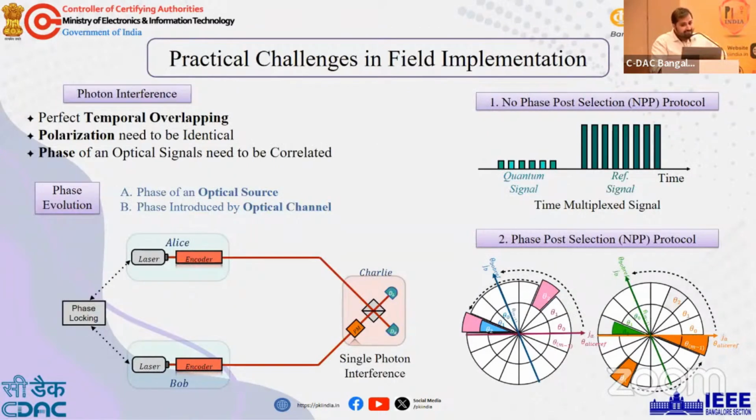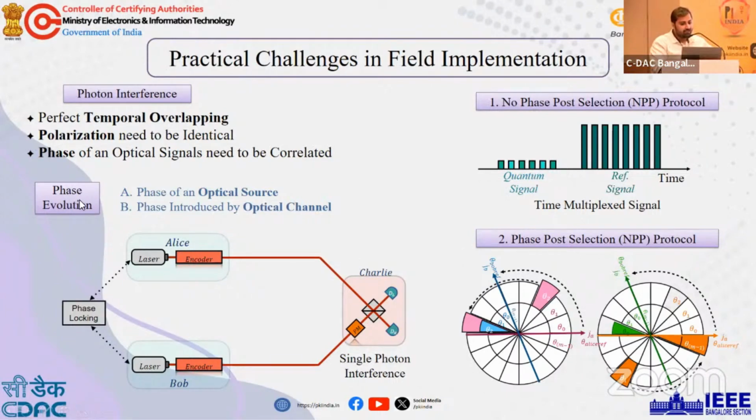There are some practical challenges in the field implementation, especially when we do the photon interference. Majorly there are three things we have to look at. First is the temporal overlapping at the central station. As I said, the central station is far away from both stations. We have to achieve perfect temporal overlap. They need to arrive at the same time at the beam splitter so they can interfere perfectly. The second thing is that the polarization needs to be identical for interference. And the third is that the phase of the optical signals needs to be correlated, whether correlated or anti-correlated, whether it is zero phase or pi phase. That needs to be taken care of by using a feedback system and two different protocols.